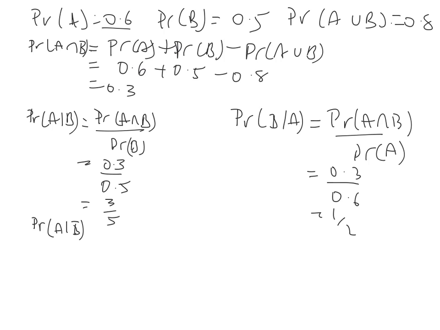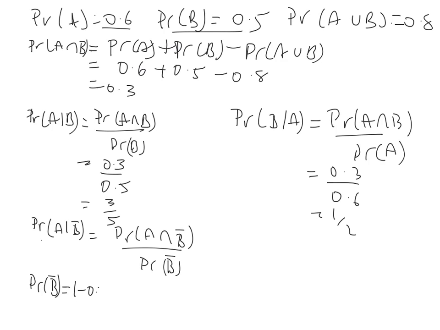Okay, the last thing actually is the probability of A given not B. Now, to work this out, this ends up being the probability of A intersecting with not B over the probability of not B. So, if the probability of B equals 0.5, then the probability of not B equals 1 minus 0.5, so it ends up being 0.5.